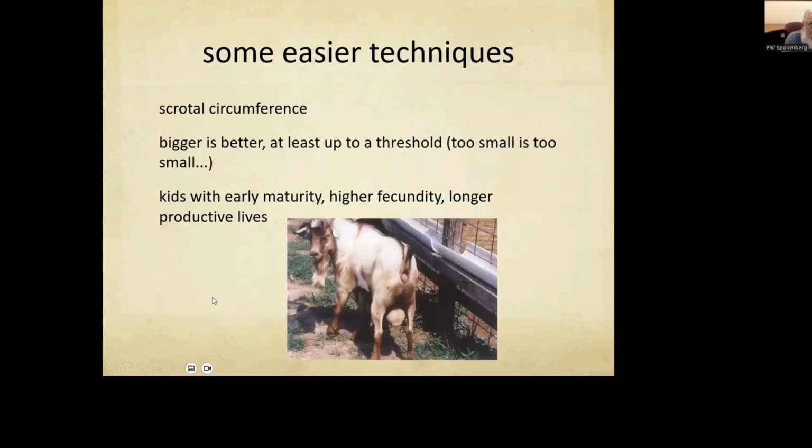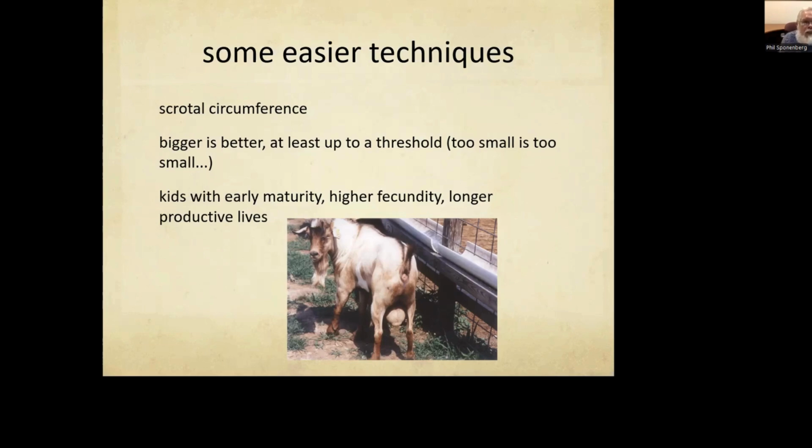There are some easier techniques that have been proven over time. One is scrotal circumference. Basically, the bigger the testicular size, that translates into bigger ovarian size. Obviously, we can't get in and measure the ovaries as easily as we can the testes, and that makes sense. So with scrotal circumference, we like to think bigger is better, at least up to a threshold. Really what this means is too small is too small. So bigger is better up to some limit, and then it's no longer better.